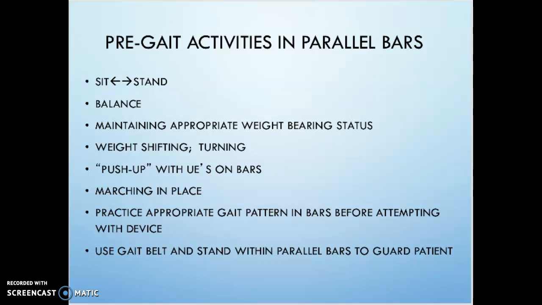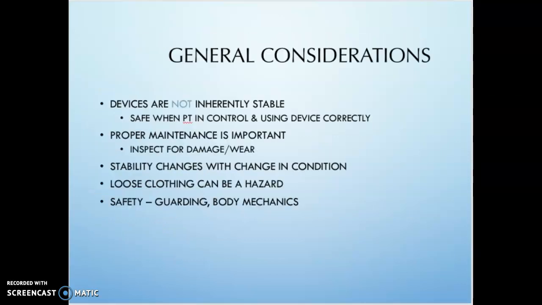We can also get them in a gait position. So, for example, left foot forward, right foot back, and then do weight shifts forward to the left, back onto the right, and so forth. And also, for some patients, practicing the gait pattern in the parallel bars is a great preliminary step before they are walking just with the assistive device. We can use the gait belt and stand right next to the patient within the parallel bars to guard them.